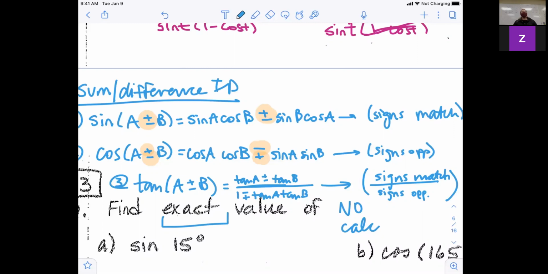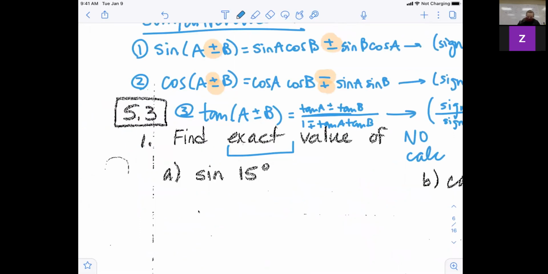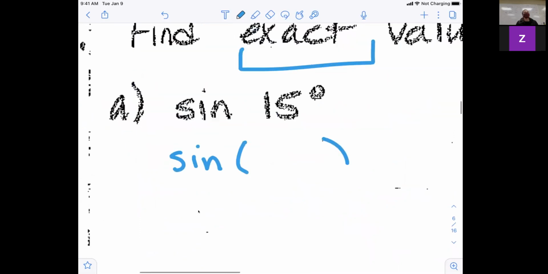All right. Am I good to move on to letter A? Now we're going to use these formulas. It says sine of 15. There's no 15 on my unit circle, but can you add or subtract two other angles on your unit circle to get 15? 45 minus 30, easiest one. You also could do 60 minus 45. It's going to give you the same thing.